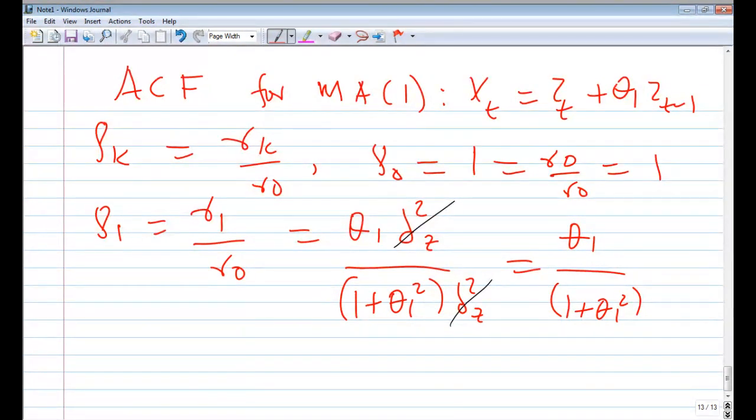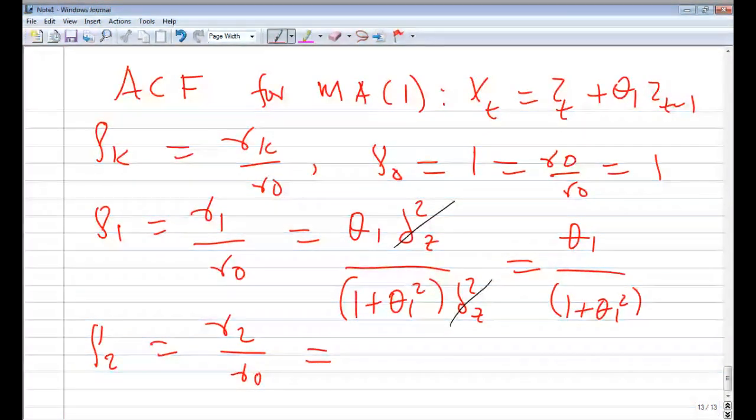Then we proceed to rho 2. Rho 2 by definition is gamma 2 over gamma 0, and remember, gamma 2 is 0. So 0 over gamma 0 is going to give you 0. The same applies to rho 3 is 0, rho 4 is 0, until you generalize it to gamma k.